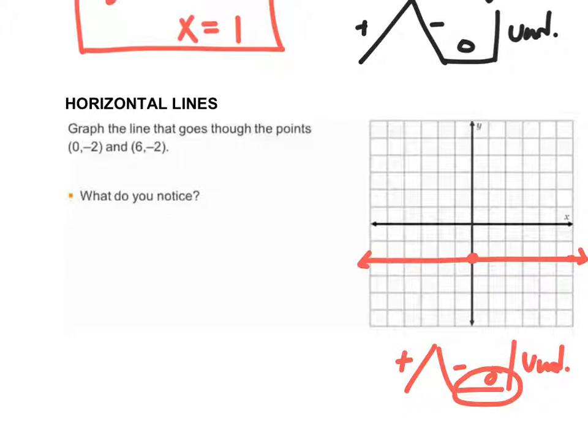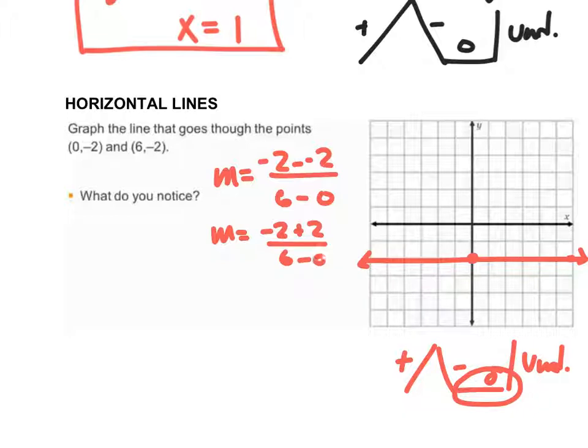Let's look. Let's calculate our slope. Let's do -2 minus -2 over 6 minus 0. Now really what we get is -2 plus 2 over 6 minus 0.